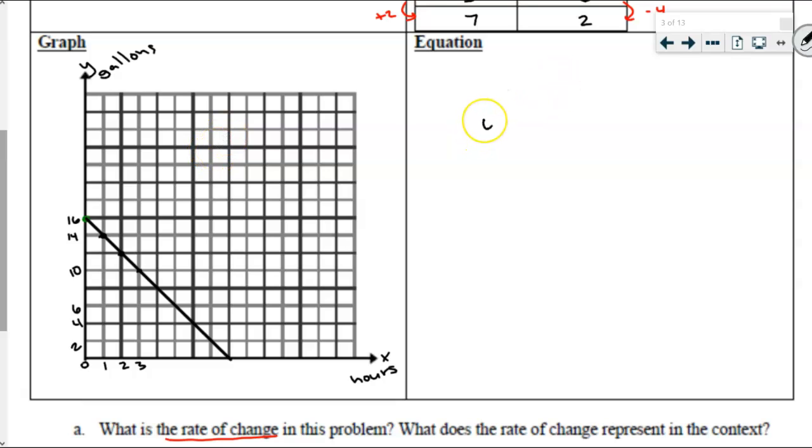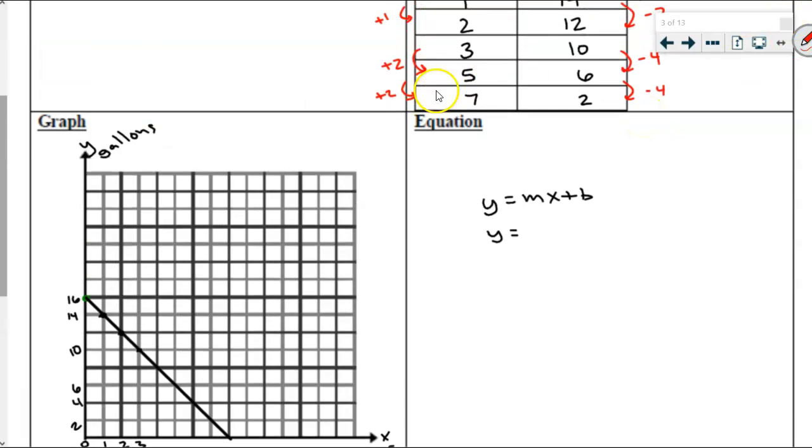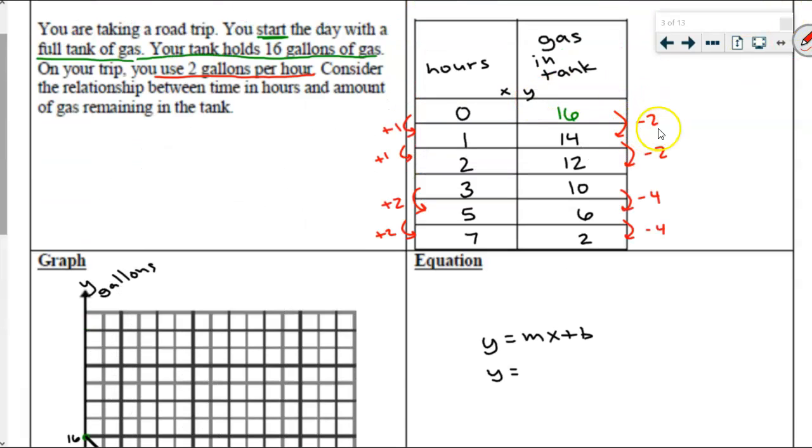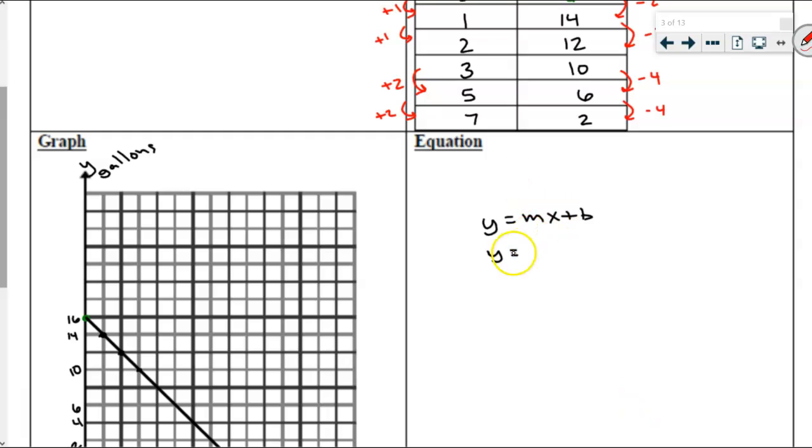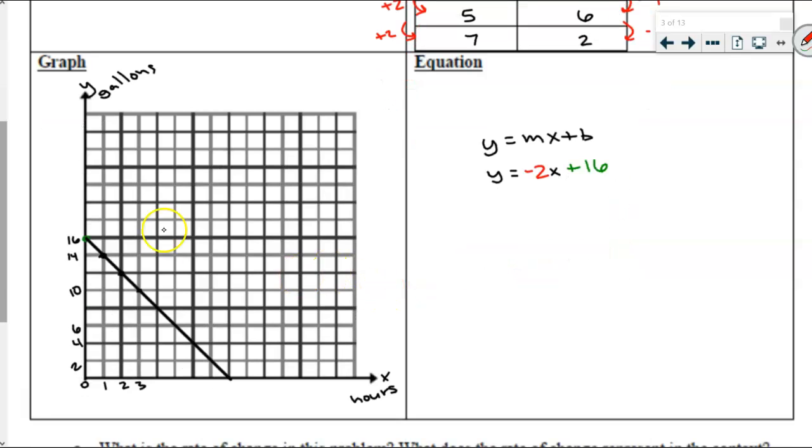This equation is different than our last one. It still is going to be in the form y equals mx plus b, but here's how it's different. The rate of change is 2, but it's going down. So y is equal to a negative 2x plus we are starting all the way up at 16. Our initial value is positive 16, but the change, the slope, the rate of change is negative 2. You can see that here in the graph. Negative 2 and over 1.